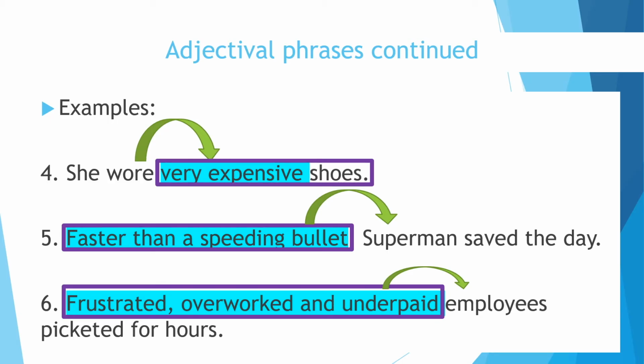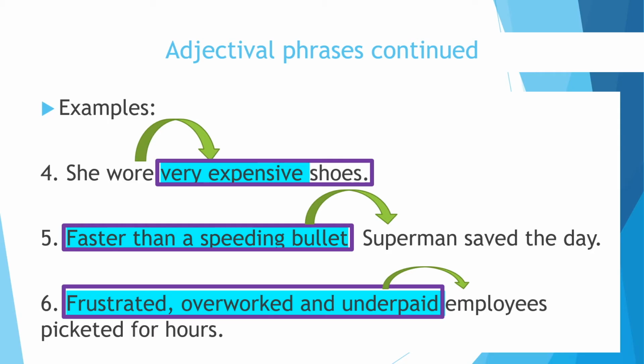Number 5. Faster than a speeding bullet, Superman saved the day. Now, this sentence does not contain a preposition or participle. What words can we remove from the sentence and will still make sense? Faster than a speeding bullet, Superman saved the day is a grammatically correct sentence. So if we remove faster than a speeding bullet, it means that faster than a speeding bullet is the phrase.